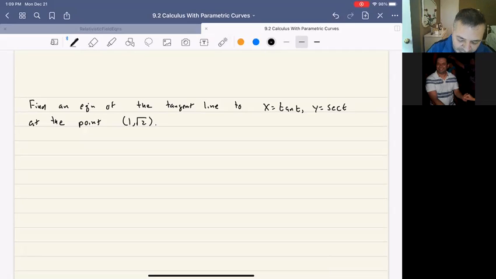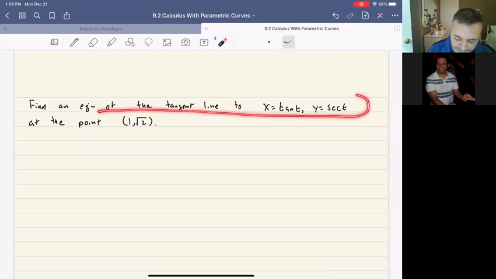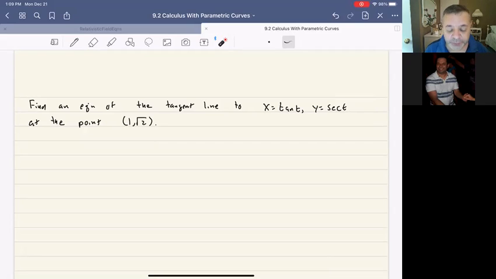Okay, so we're going to find the equation of the tangent line to x equals tangent of t, y equals secant of t at the point 1 comma square root of 2. Okay, so first thing we're going to do, I kind of want to see what this thing looks like. Well, let's take the derivative first, I guess.